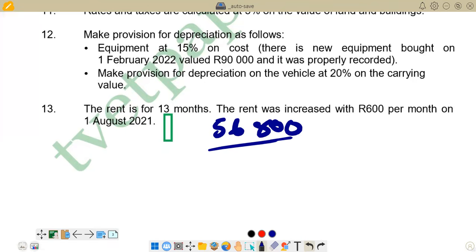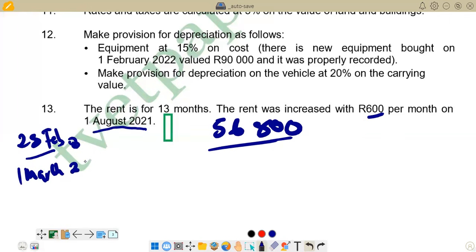But if you go on, the statement is saying the rent was increased with 600 per month on 1 August 2021. Remember, our year ends on 28th February. Every year end is on 28th February. So for this period that we are preparing, the year started on 1 March 2021. So we need to know how many months there were before the rent increased by 600.